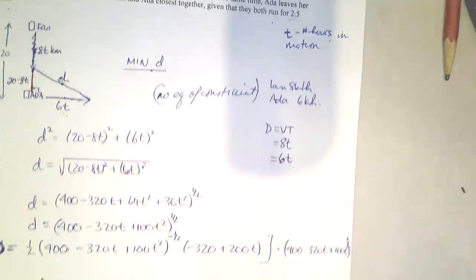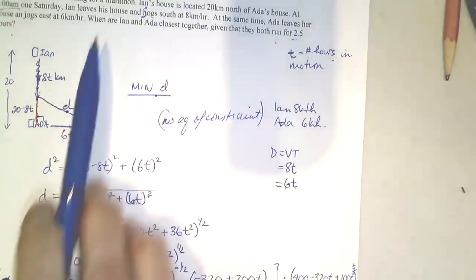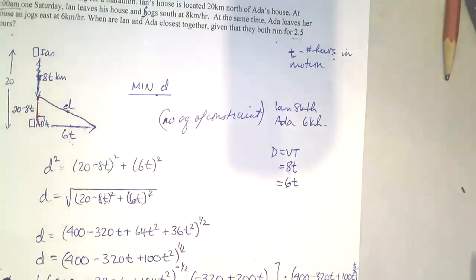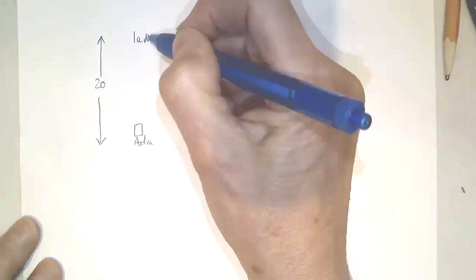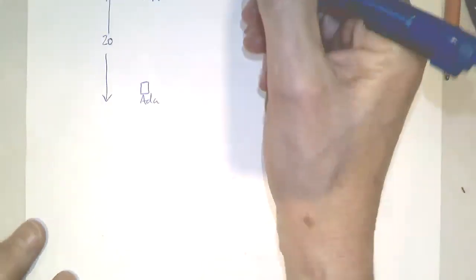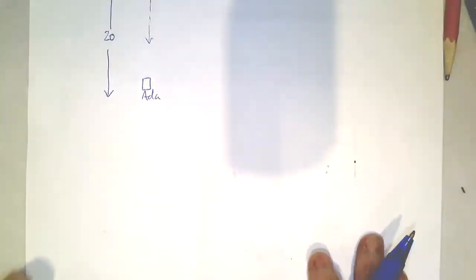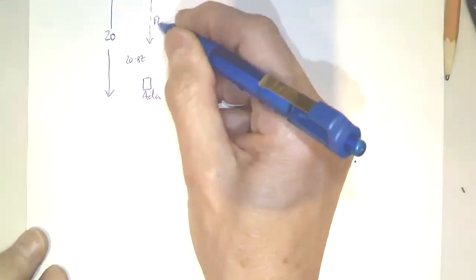This is your basic question. Most of them are going to work out very similarly to this. You have to construct your diagram and assign your variables and use the Pythagorean theorem. But let me just show you one thing. When I drew it, I said Ada is here and Ian lives 20 kilometers north. And I said, I don't know how long they're running for, but let's say Ian runs this far and then we yell from the helicopter, freeze. And then this became 20 minus 8t.